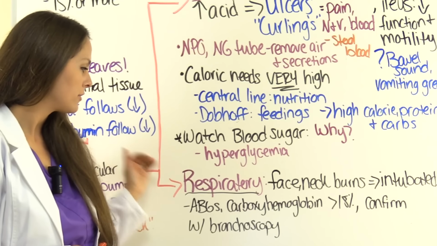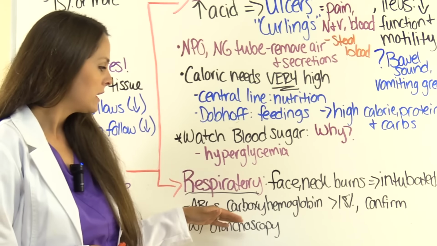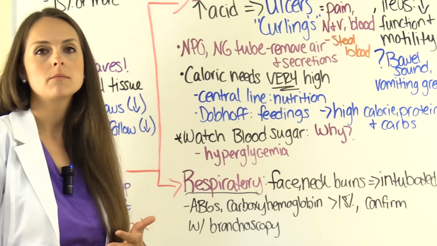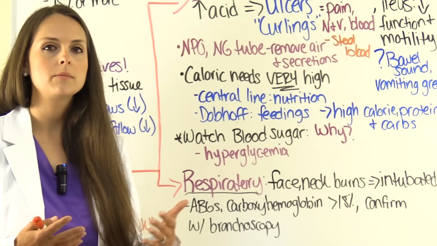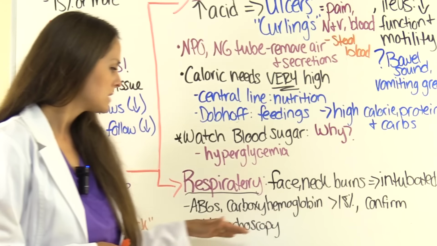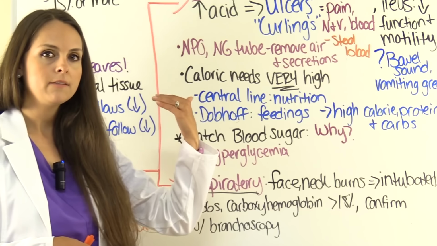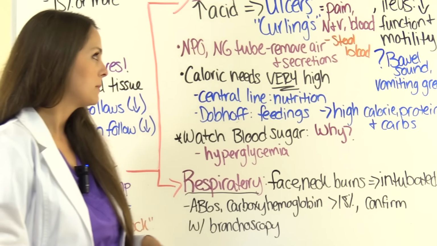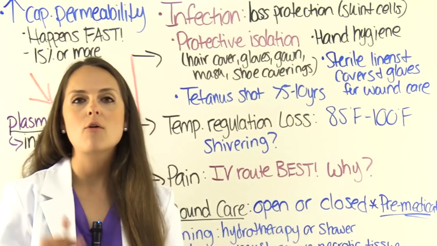You're going to be looking at their ABGs, drawing a carboxyhemoglobin level just to confirm no carbon monoxide poisoning. Remember, levels greater than 15% are not good. And a lot of times, a little bit later, if they need to confirm an inhalation injury, they can do that with a bronchoscopy.